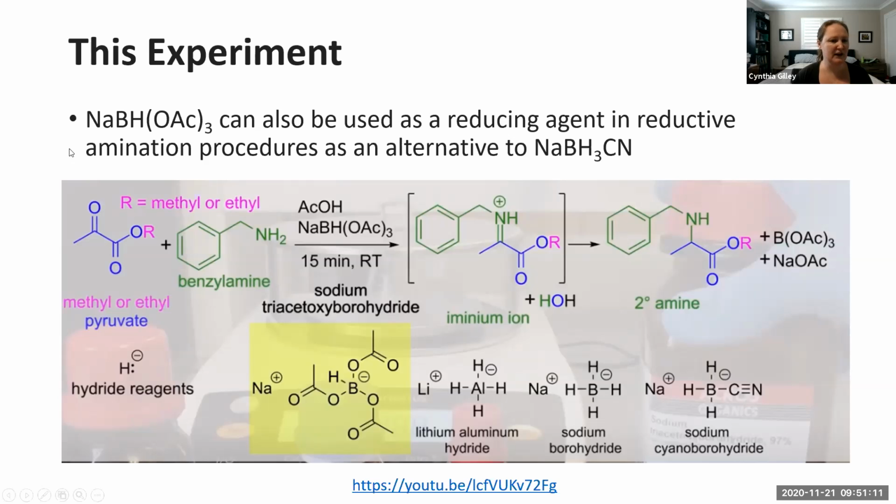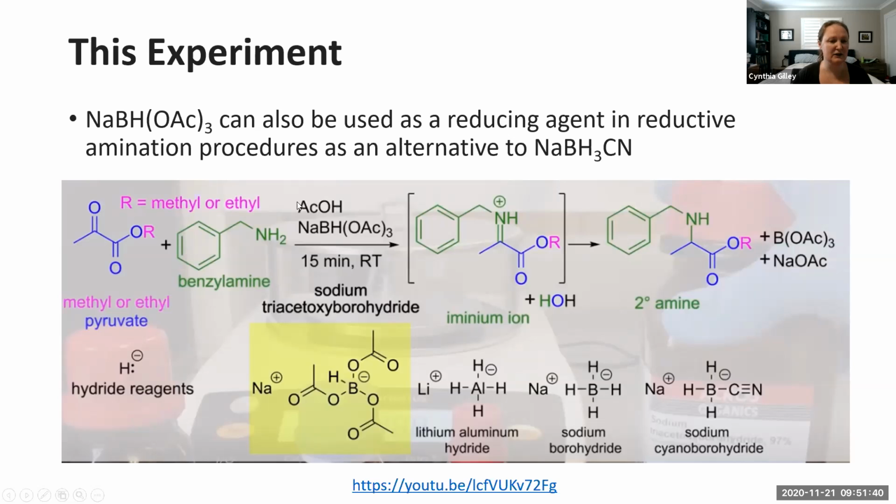So the specific reaction that was performed in the video is benzylamine being treated with either methyl or ethyl pyruvate. Pyruvate contains both a ketone and an ester. Recall that ketones are much more electrophilic than esters, so it makes sense that the carbon-nitrogen double bond or the imine will form with the ketone and not with the ester.